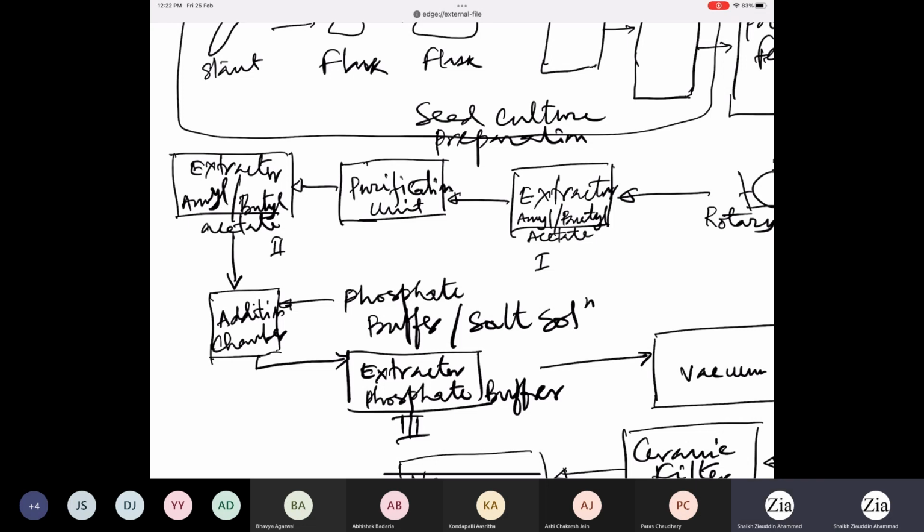Meaning you do one set of extraction using amyl or butyl acetate, and you still believe that some portions remain. So you do a second level of extraction using amyl butyl acetate if it is required. Otherwise, in the second extraction device, you just add phosphate buffer. But if you feel you need to do the extraction operation with amyl and butyl acetate solution, then you can do the addition of phosphate buffer in a separate additional tank. That's called the phosphate dosing tank.